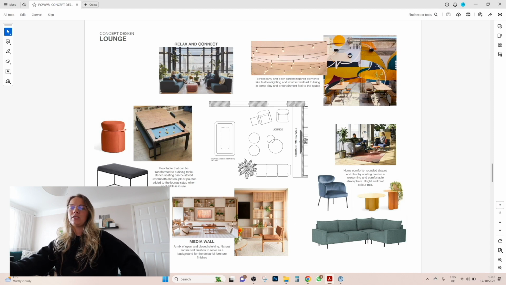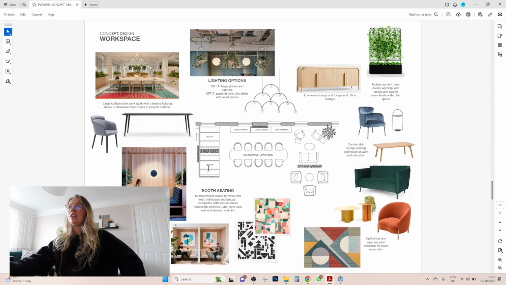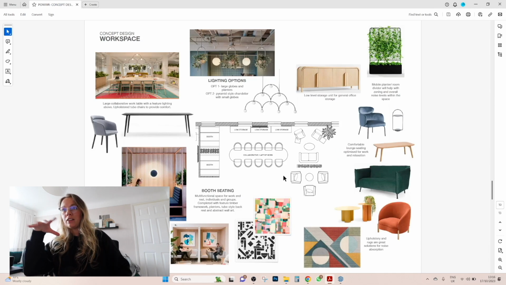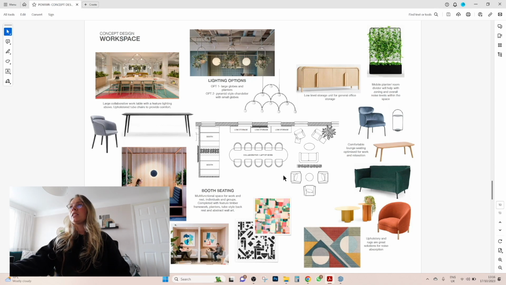And then some natural elements in the TV wall. In the flexible workspace, again, we are continuing with that vibrant energy. So vibrant colors, some artwork that comes in, which actually is going to be tied into the company's missions and all of that interesting stuff. Some lighting options, booth seating.